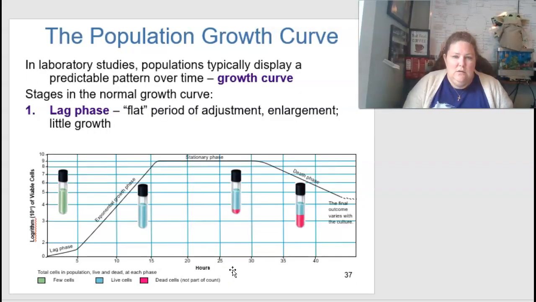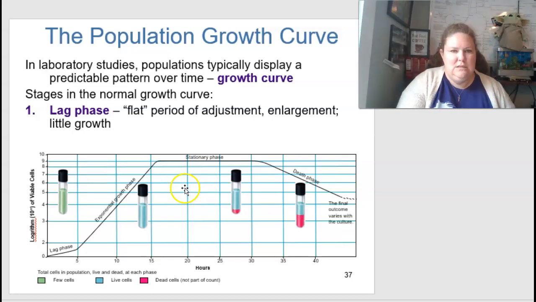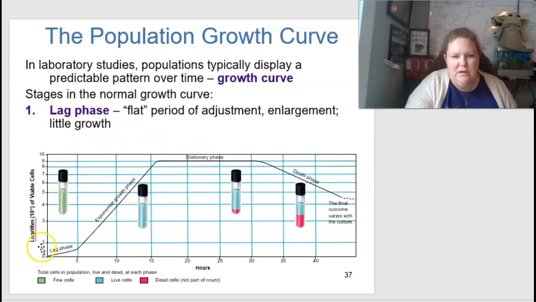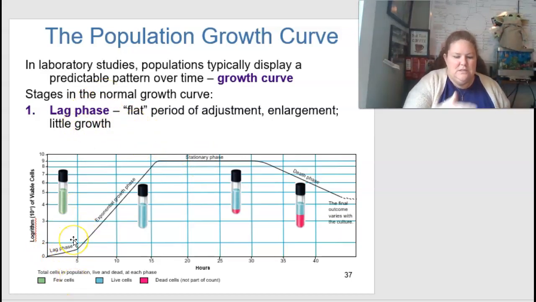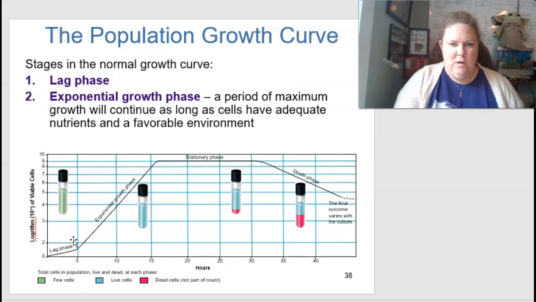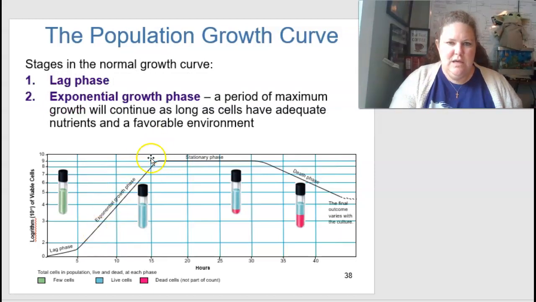So then we can look at what is the population growth curve. In laboratory studies, populations typically display a predictable pattern over time, and this is called a growth curve. The stages in the normal growth curve: step one is the lag phase, and this is the flat period of adjustment, the enlargement, and there's just little growth because they're kind of amping up to grow. This is figure 7.18 in your book, if you want to follow along. Step two is the exponential growth phase, a period of maximum growth that will continue as long as the cells have adequate nutrient and a favorable environment.